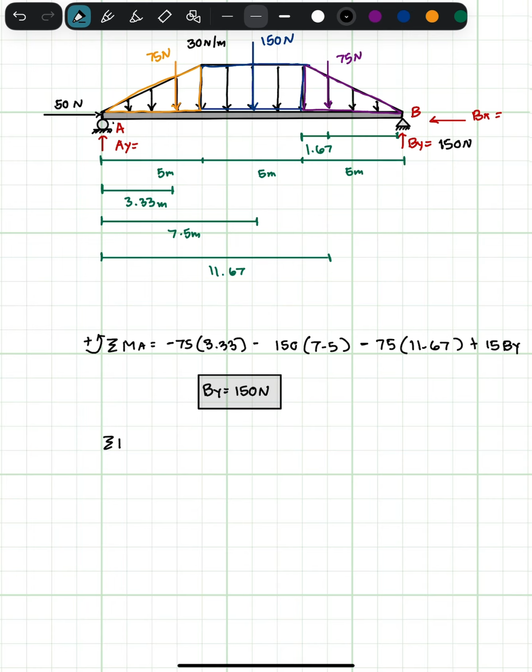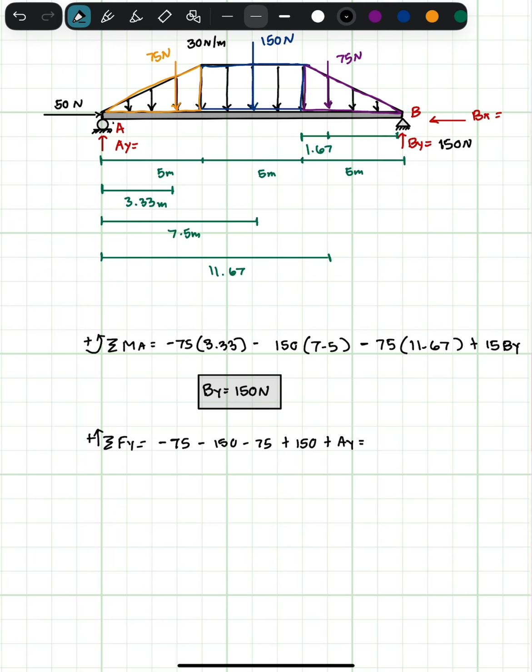Let's do the sum of the forces in the y direction. Going to get negative 75 minus 150 from that uniform load in the middle minus 75. And that's all our loading vertically, right? But now we have our BY, which is 150, plus our AY to get that final vertical reaction. So it's negative 75 minus 150 minus 75 plus 150.